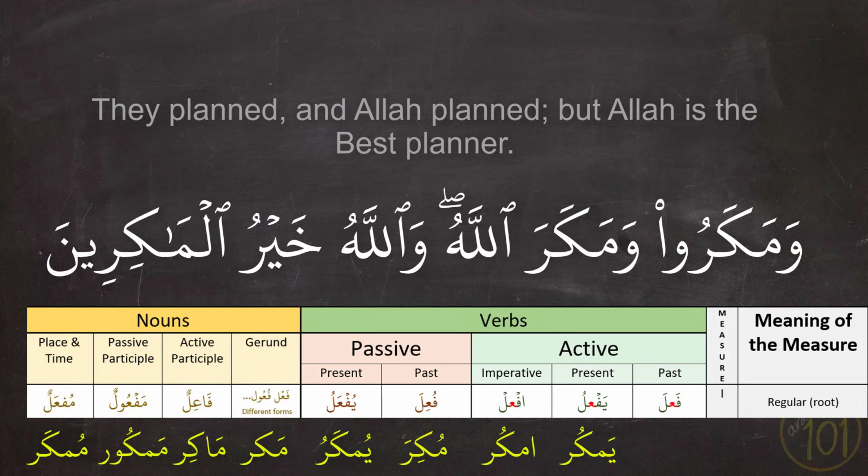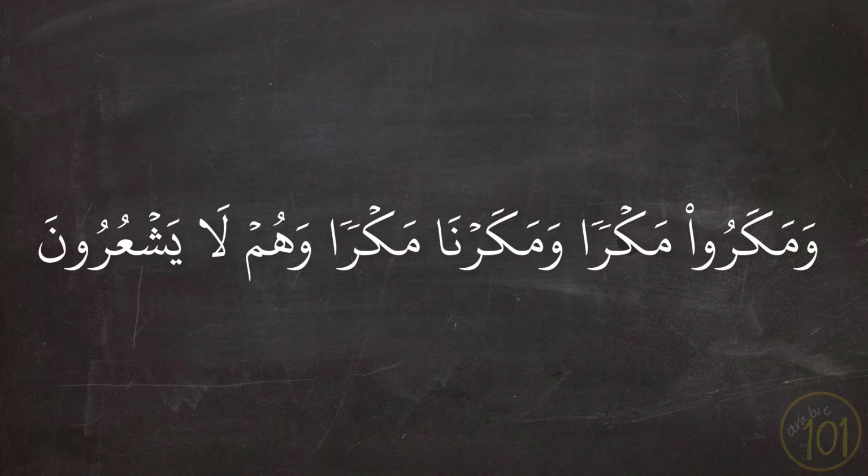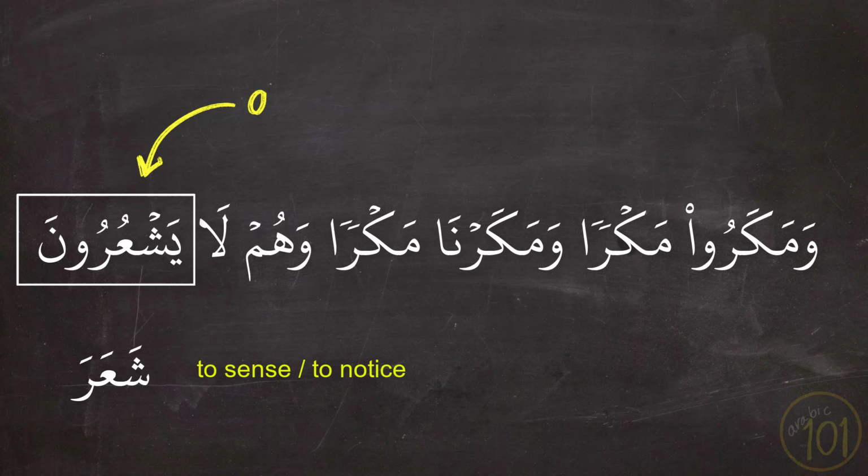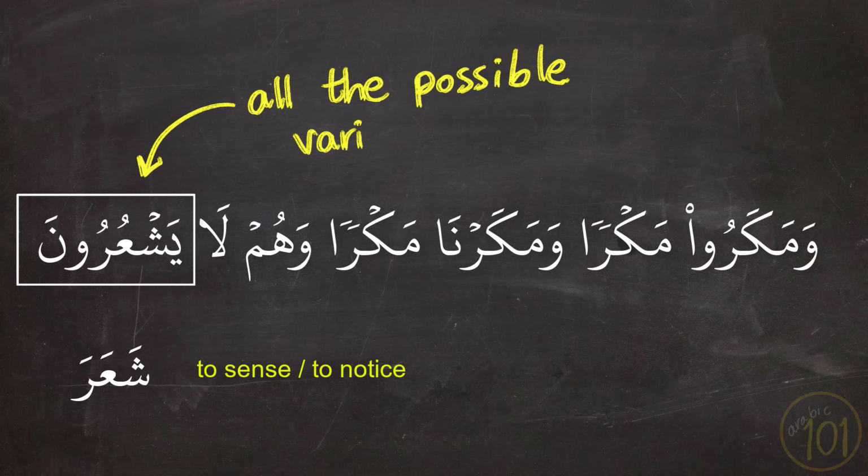Now I think by now you should be familiar enough with this chart to be working with it on your own. For this reason, I'm giving you a very similar verse that you're going to analyze using the chart and the information that you've learned in this lesson. And to give you a little help, the last word of this ayah comes from the root sha'ara, which means to sense or to notice. So analyze this entire ayah, and as for the last word, I want you to give me all the possible variations of this measure.